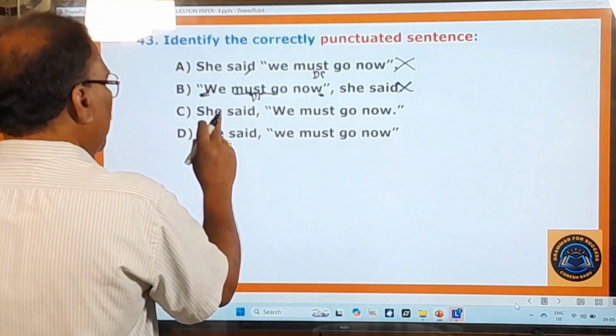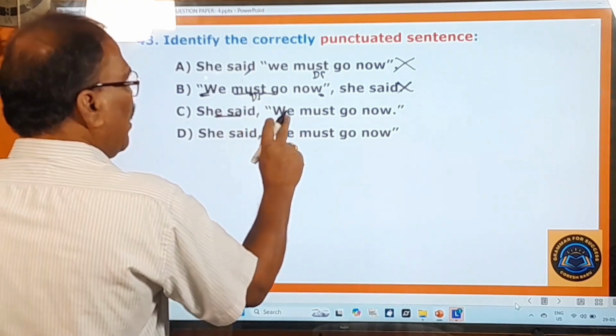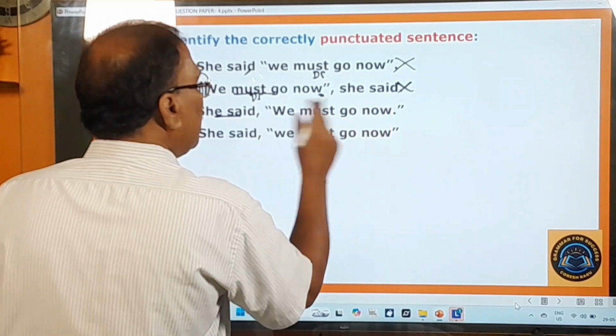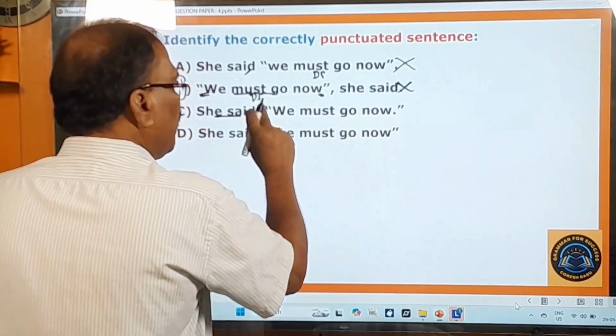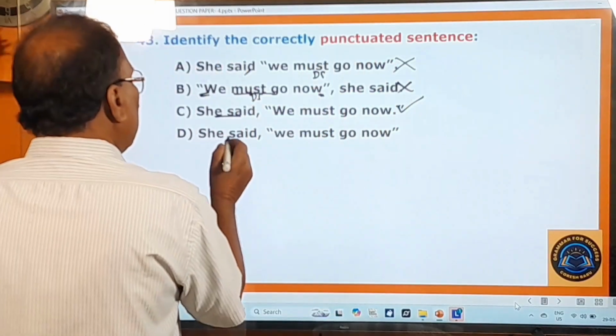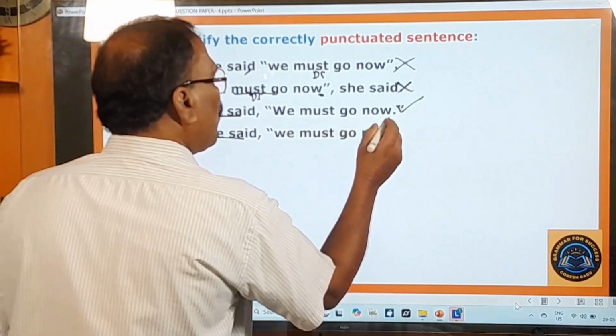And here you pay attention. She said, comma, after the reporting verb there must be a comma. So okay, and "We must go home now." So quotation marks are used here, and full stop. This full stop should also be within the inverted commas. You saw that it is inside the inverted commas. It is absolutely correct. The sentence is there. She said, comma, is okay. And here we must go now, quotation marks closed.